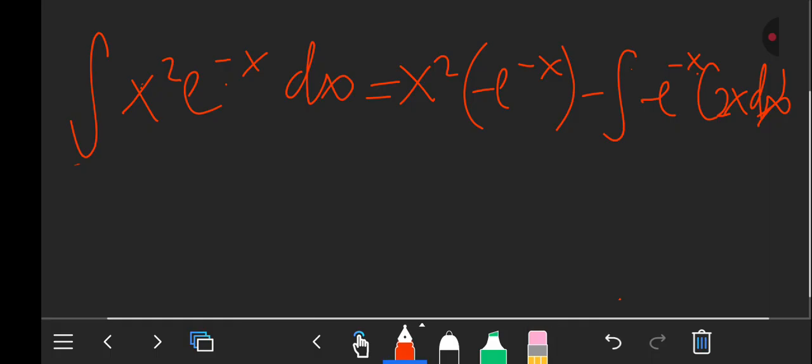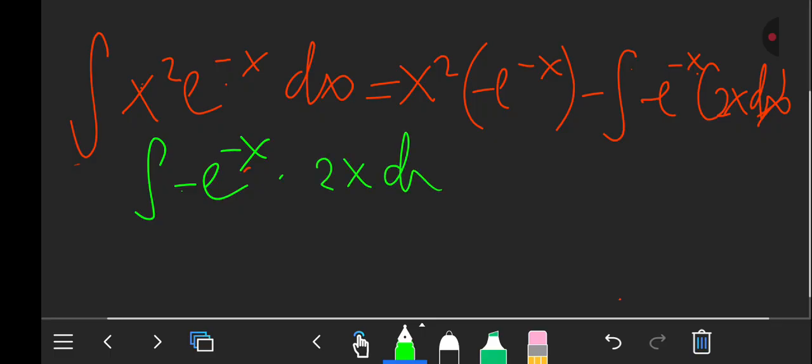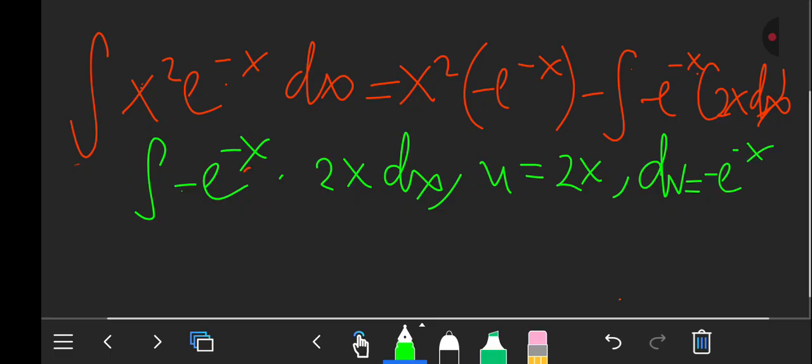To find the integral of that, I want to find the integral of negative e to the power negative x, multiplied by 2x, with respect to x. So I'll say my u will be equal to 2x, my dv rather, my dv will be equal to negative e to the power negative x. Then my u prime, the derivative of 2x, will just give me a 2. Then my v now, and I should put dx there.